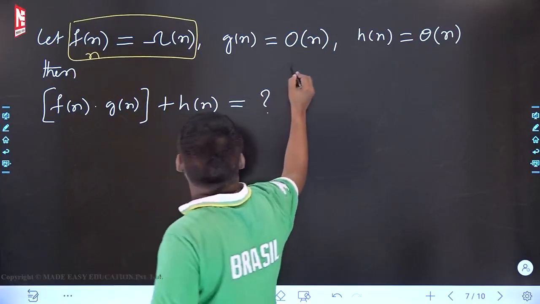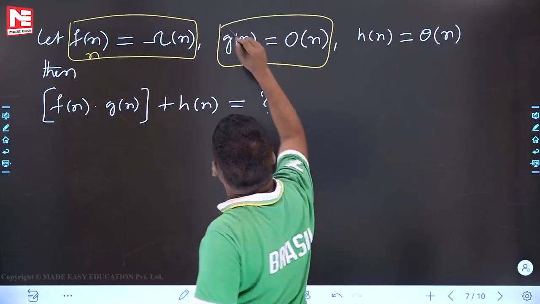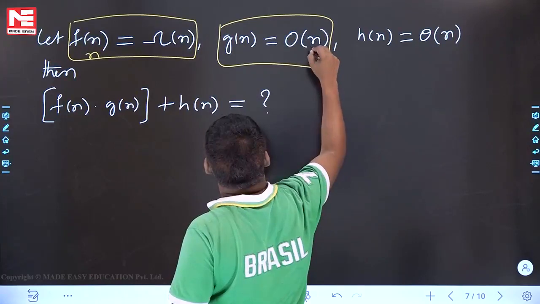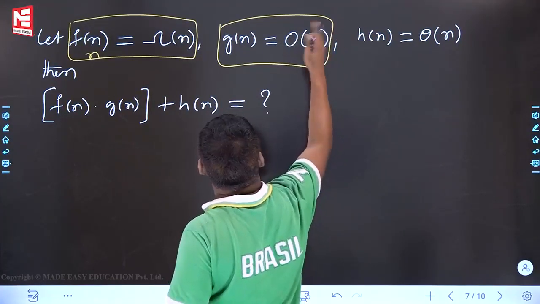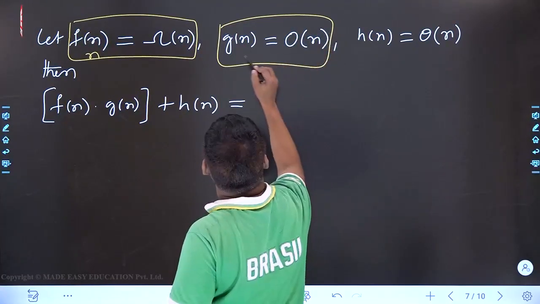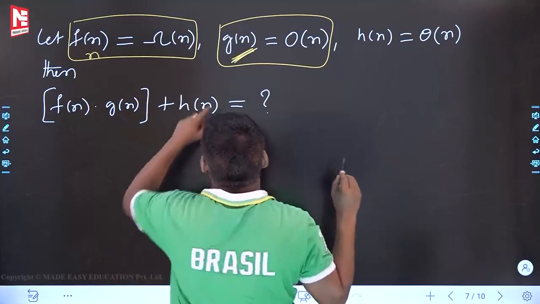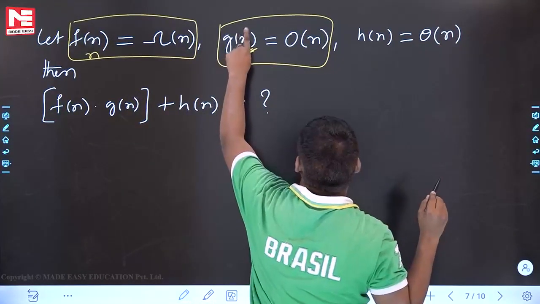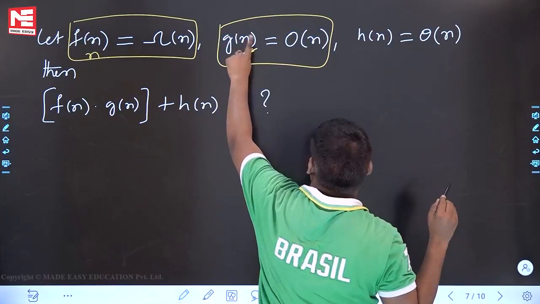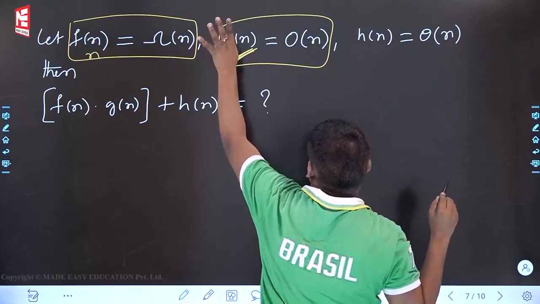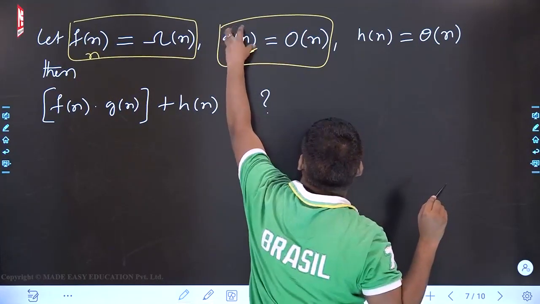Can you help me now? G of n is big O of n means who is bigger? Bigger is going to be the right side. Here these are going to be, right? What about this one? This may be constant complexity, whatever it may be. For this one, it is upper bound. Can you say what are the possibilities here?